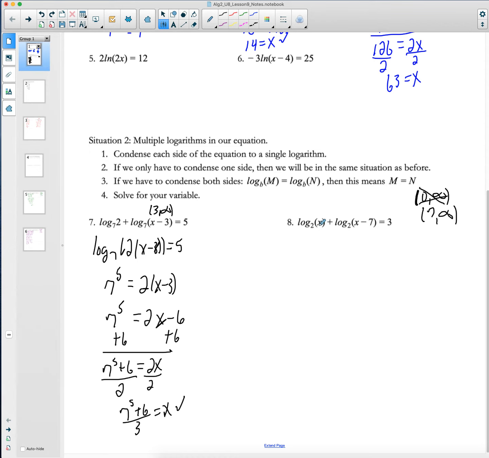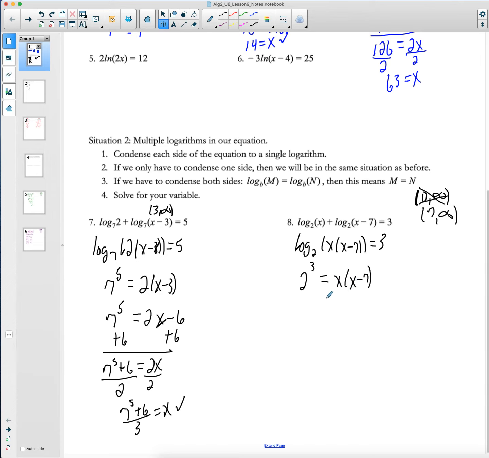So now what I want to do is condense my left side here. So I'm going to have log base 2 of x times x minus 7 equals 3. So now by condensing this left side, I'm back in that same situation we did earlier. So now I can write this as an exponential. So 2 to the 3rd equals x times x minus 7.